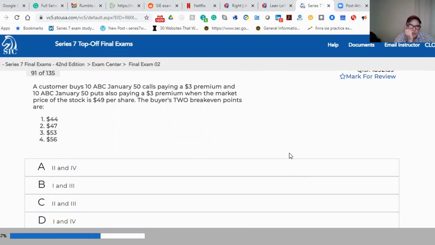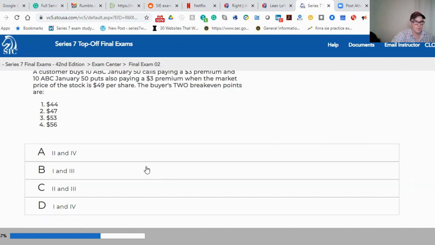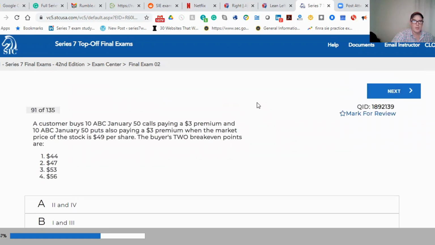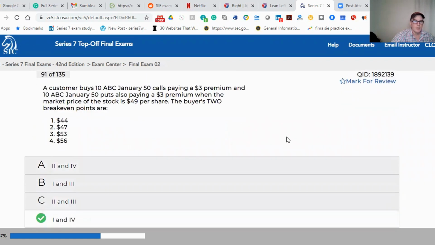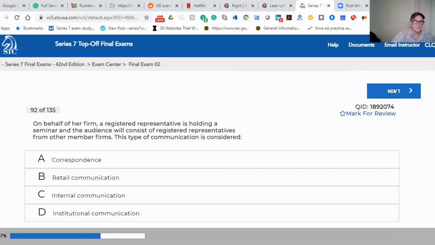Customer buys 10 50 calls at 3 and buys 10 50 puts at 3. Oh, that's a straddle, a long straddle. Long straddles have 2 breakevens. So I add them together because it's 2 buys, right? So I have $6 in premium. I'm going to go up and down: add 6 to 50 and subtract 6 from 50. It should be 56 and 44. Boom. Love it when I'm right.